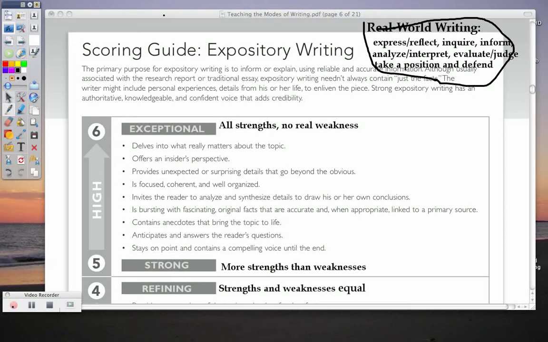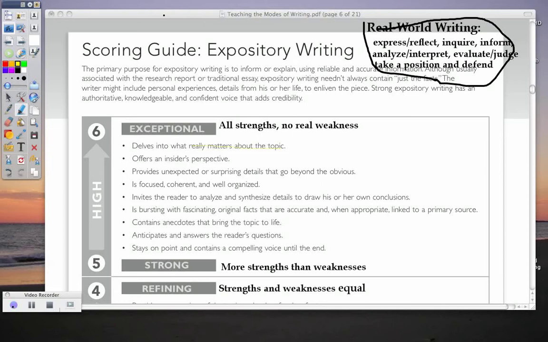What I'd like to do now is look at the difference between a 5-6 expository writing paper and a 3-4 expository writing paper. A 5-6 paper has more strengths than weaknesses. Now you're thinking, okay, what's the difference between a 5-6 and a 3-4? Well, if you look at the beginning of the checklist, you'll see that the 5-6 paper talks deeply about what really matters if you're going to master the topic. I really know a lot about what I'm talking about. If I'm a 5 or a 6 paper, I really know what it means to be a skater, for example.